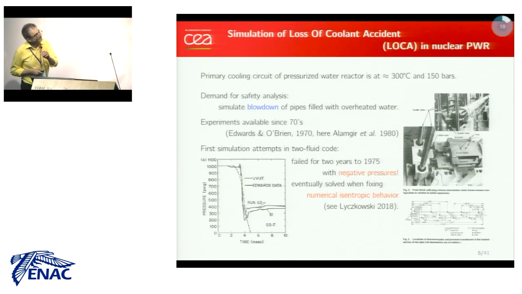Here is an example. This is from nuclear energy: the simulation of the loss of coolant accident. You may know that in the primary cooling circuit of a pressurized water reactor, you have water at 300 degrees Celsius and 150 atmospheres. And of course, one of the worst accidents that can happen is the sudden opening of the primary circuit, and this generates blowdown.